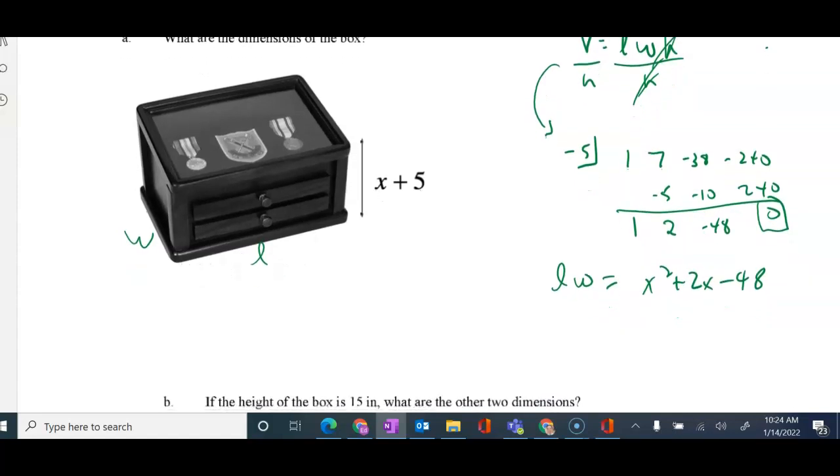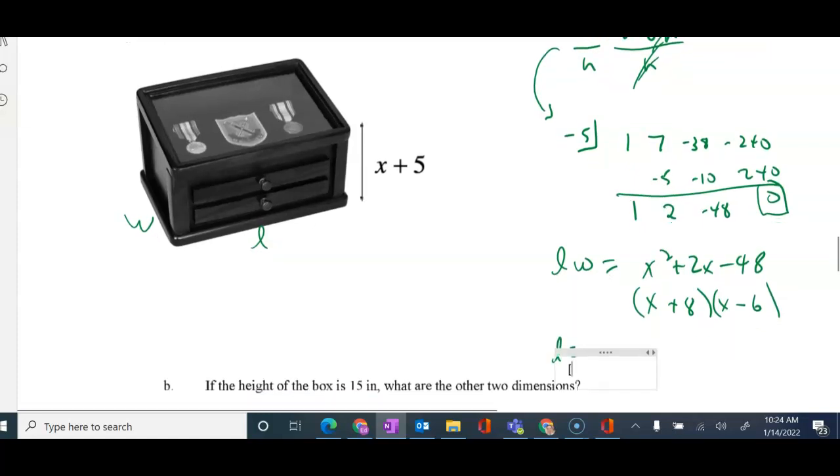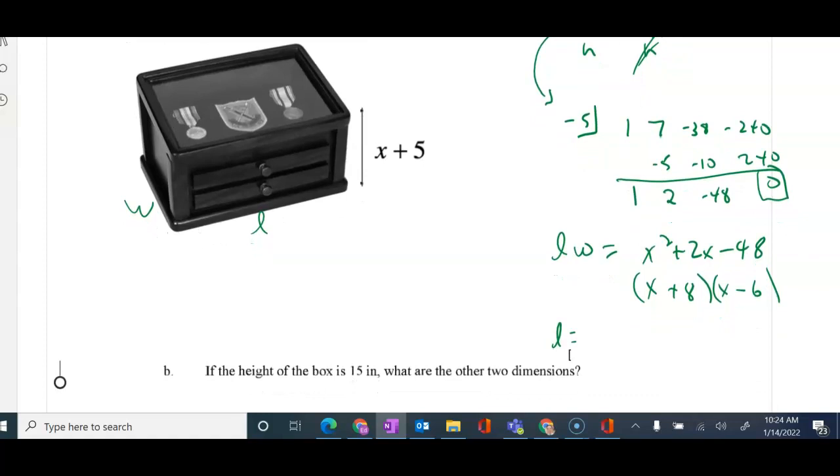Now we can factor that. We don't need to do any more dividing. That factors as x plus 8 times x minus 6. So the length, I guess the longer dimension there, is the x plus 8, and the width would be the x minus 6. X plus 8, x minus 6.